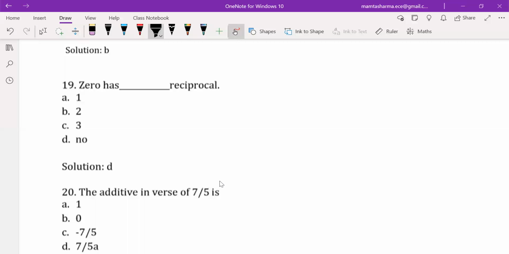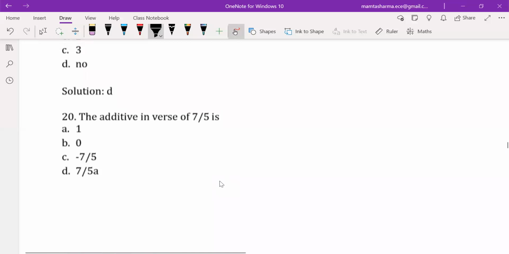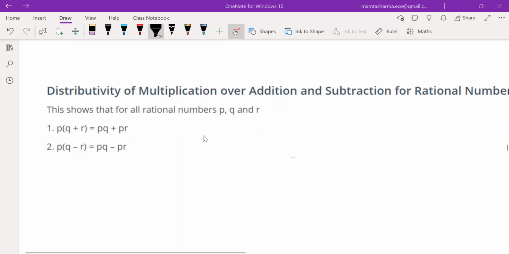Ananya, tell me. The additive inverse of 7 by 5 is minus 7 by 5, ma'am. The sign changes. Now come to the distributive property.